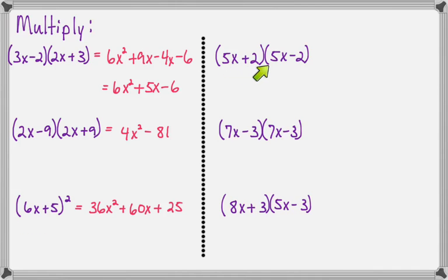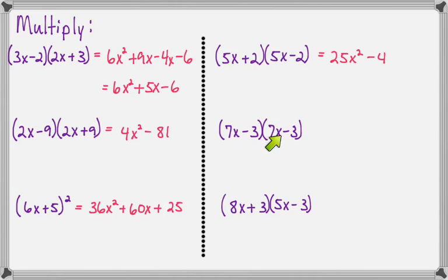Now we look at 5x plus 2 and 5x minus 2. This is a sum and difference of two terms. That means we can skip the middle step. 5x times 5x is 25x squared. Outer plus inner we skip. Last times last gives us minus 4.